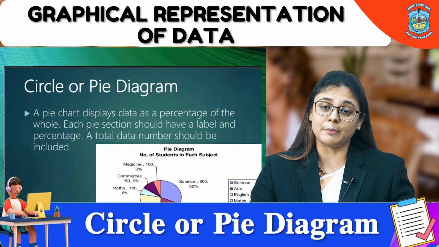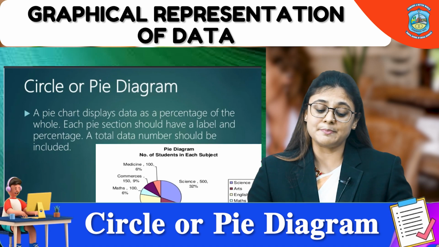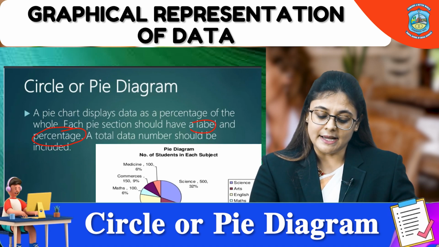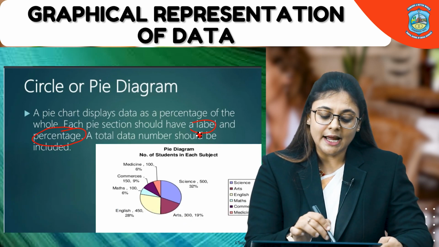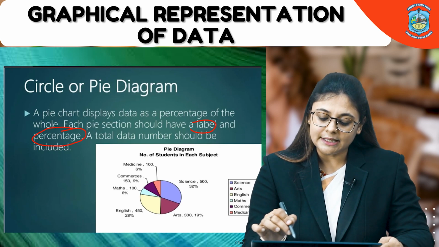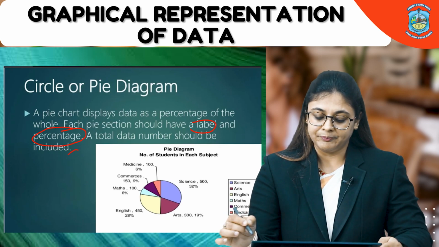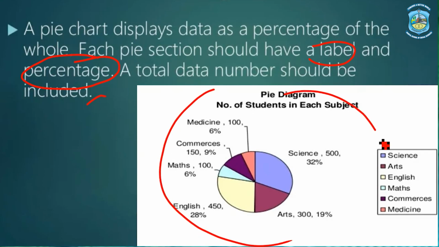A pie diagram or a pie chart displays data as the percentage of the whole. Each pie section should have a label and a percentage. A total data number should be included. So this is an example of a pie diagram. This is a representation of the number of students in each subject. Here this entire pie stands for 100, and out of that the numbers have been displayed according to the percentage of the total pie.